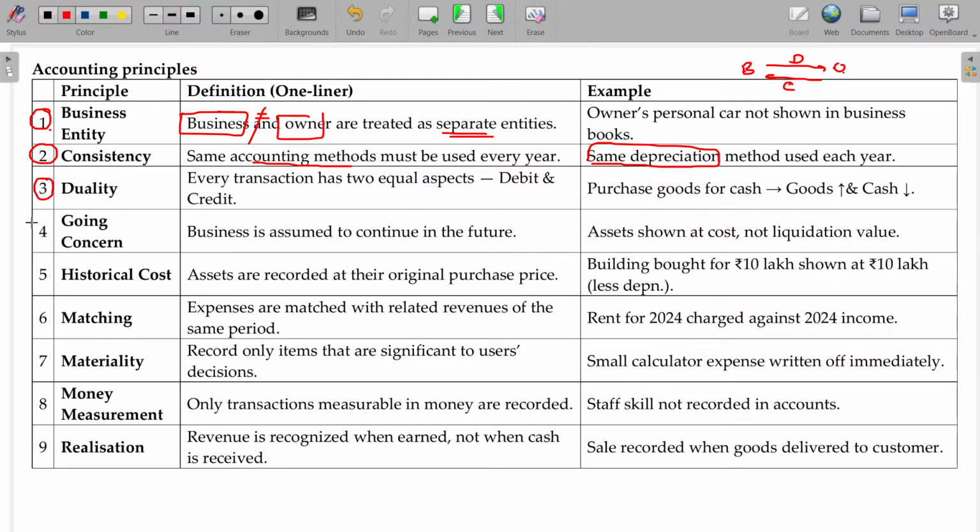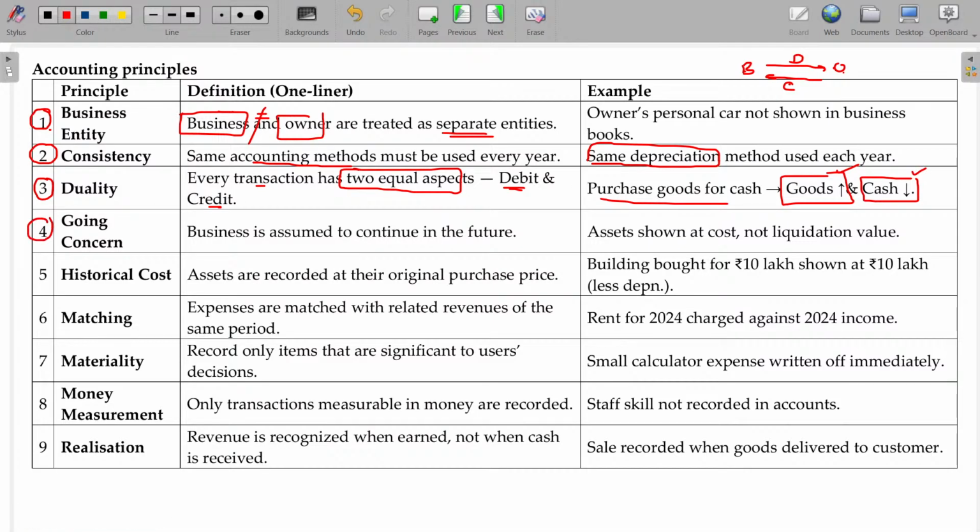We have the duality principle also. Every transaction will have two aspects: one debit, another one credit. You have to keep this in your mind. The accounting equation also comes as per this rule. Purchase of goods for cash will affect goods as well as cash. The goods you have increase, the cash you have decreases. This comes under the duality concept.